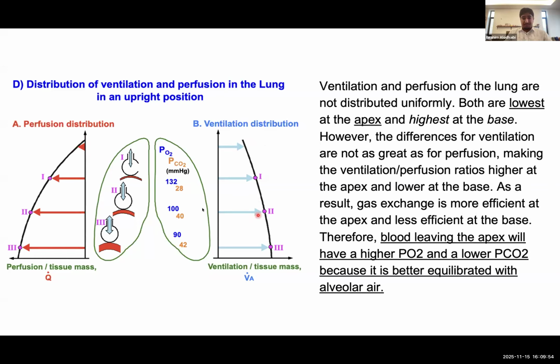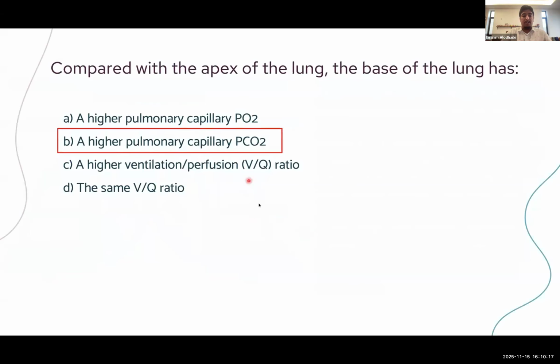All right. This causes a ratio to be formed where it is higher at the apex and lower at the base. As a result, gas exchange is more efficient at the apex and less efficient at the base. Therefore, blood leaving the apex is going to have a higher PO2 and a lower PCO2 because it is better equilibrated with alveolar air.